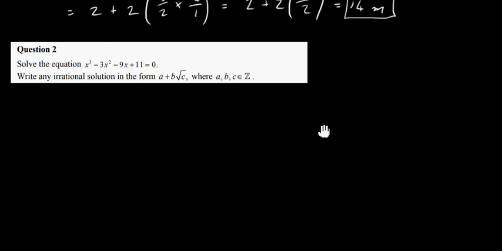Okay, so that's it for question 1. Let's have a look at question 2 now. Question 2 is just in one part, where we've got this cubic equation, x cubed minus 3x squared minus 9x plus 11 equal to 0. And what we've got to do is solve this. So we've got to find out what x is here.